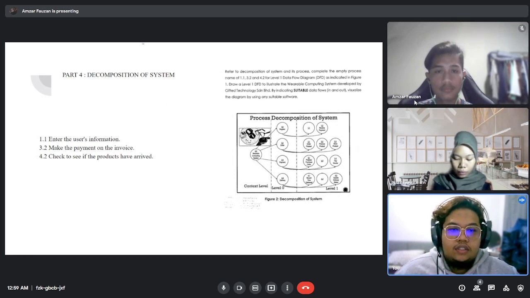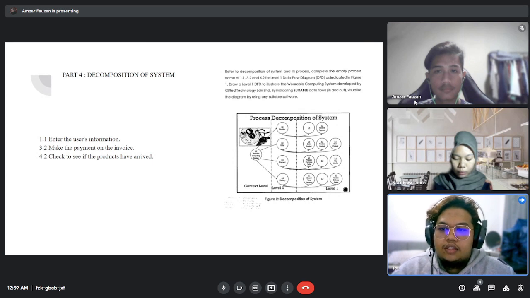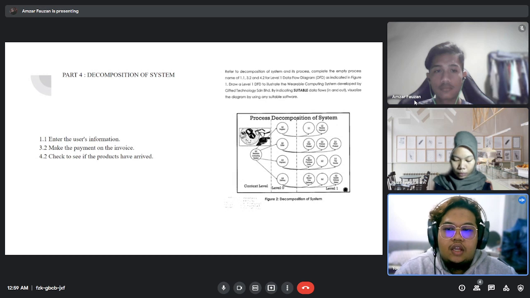So the answer is, for 1.1, enter the user information, and 3.2, make the payment on the invoice, and 4.2, check to see the product has arrived.